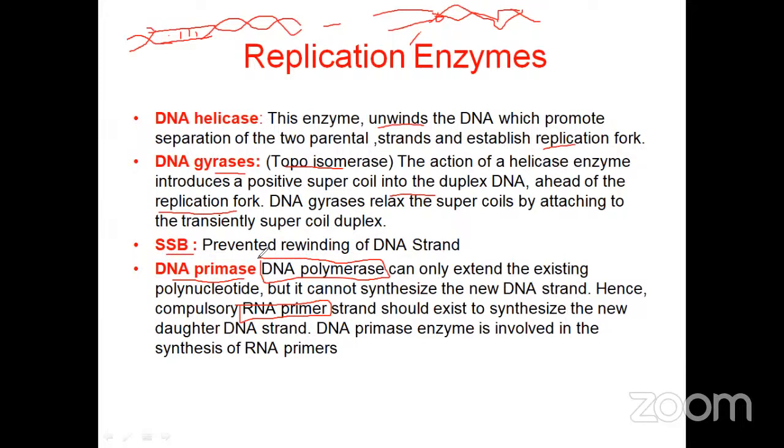So they all happen in order. First hydrogen bonds are removed, unwinding the DNA, and next the fork is relaxed. Next, rewinding is prevented. Next, it starts synthesizing the new DNA strand. To synthesize, for example, this is one end, and these are two strands after separation. For example, this is separated with the help of DNA helicase, DNA gyrase, SSB.